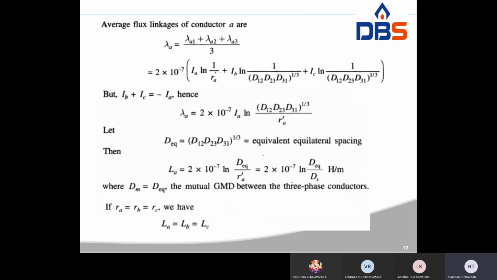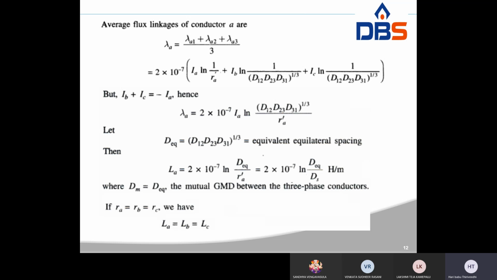From the balanced current equation, IA plus IB plus IC equal to 0, that is IB plus IC is equal to minus IA. Substituting that, we get lambda A equal to 2 into 10 power minus 7.